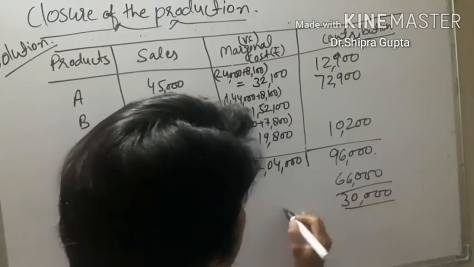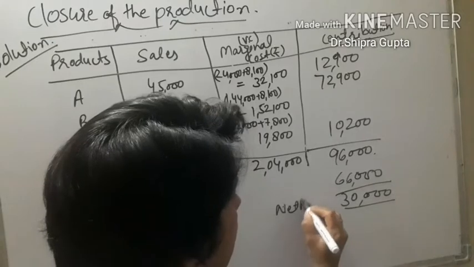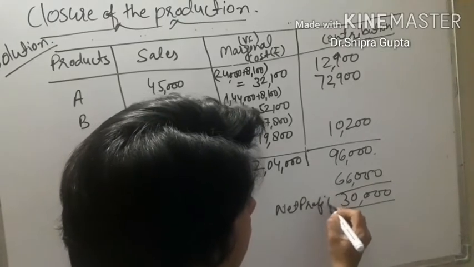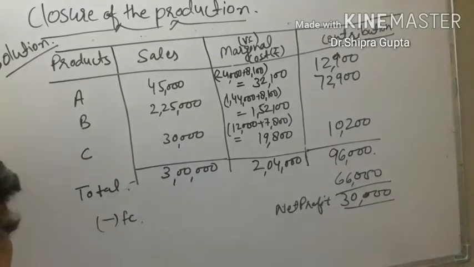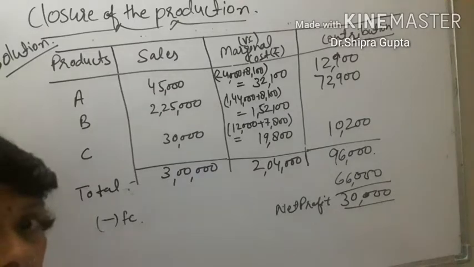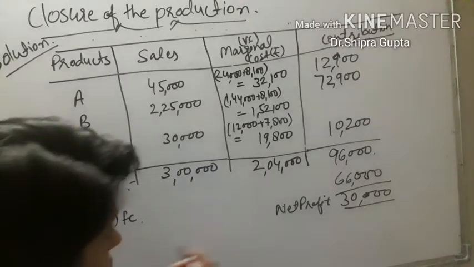Now the net profit will come to rupees 30,000. If we take product C, then our profit will come to rupees 30,000. So our result is whether we will consider product C or not. Now, if we eliminate product C, then what is the result for us?